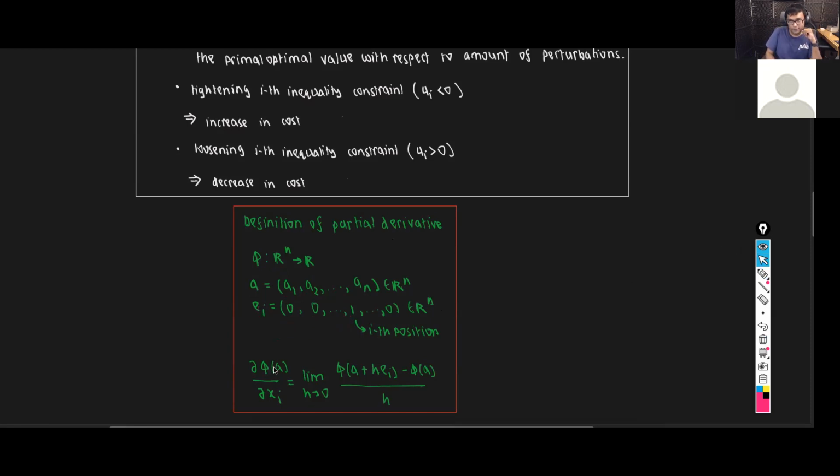So the partial derivative of the function phi around the point A, with respect to the variable xi, is like a program. This is how we compute it. Around the point A, A has many components, right? So A is essentially A1, A2, Ai, An. This is the point around which we are taking the partial derivative with respect to the ith variable.